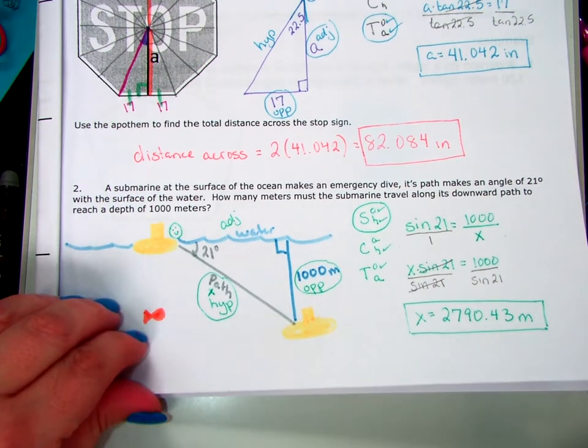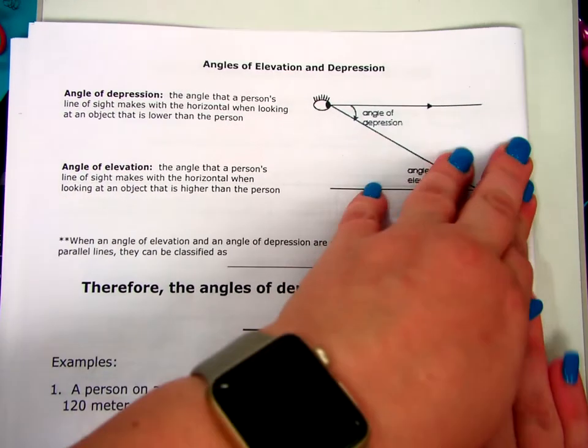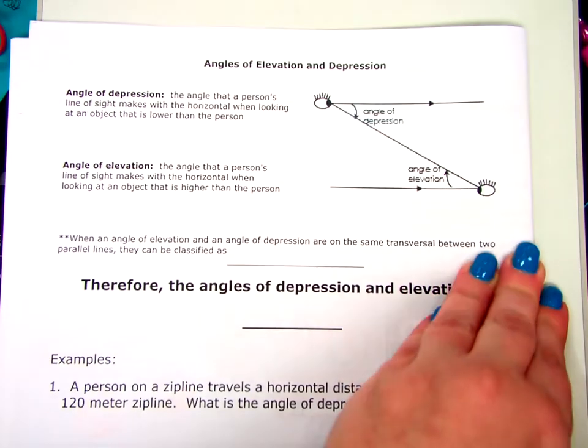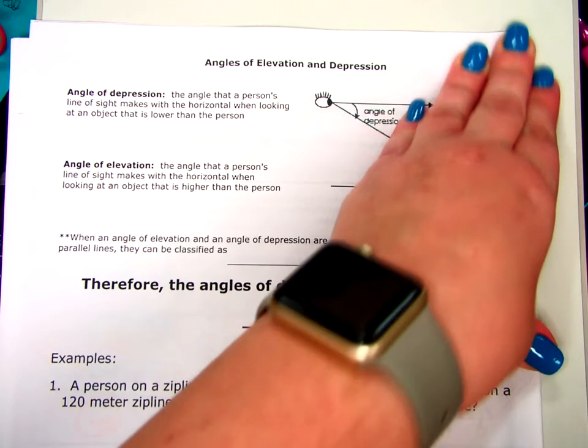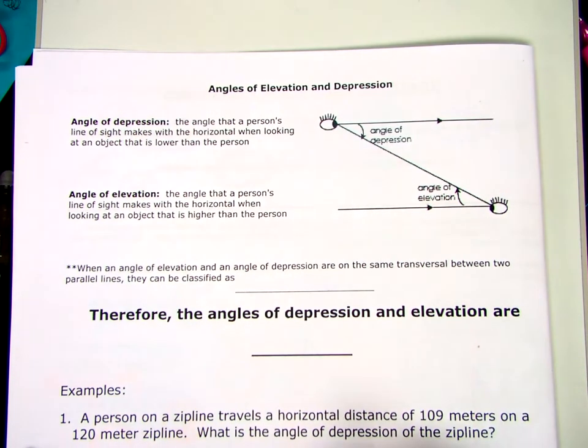All right, let's keep going. All right, I did tell you we're going to learn a couple of expressions today. We did regular polygon, we did apothem. Now we're going to talk about angles of elevation and angles of depression.